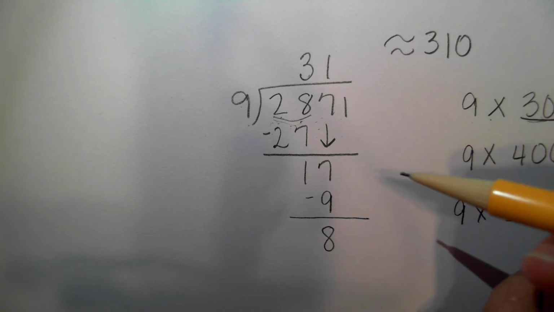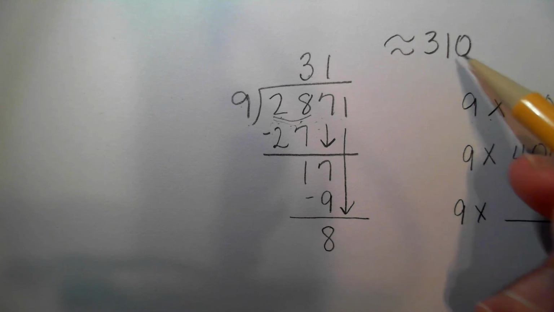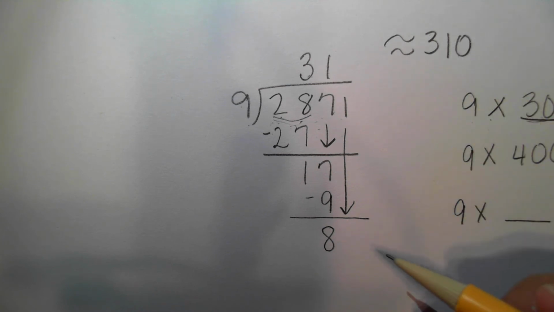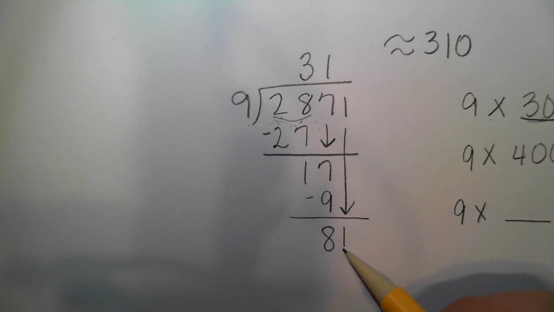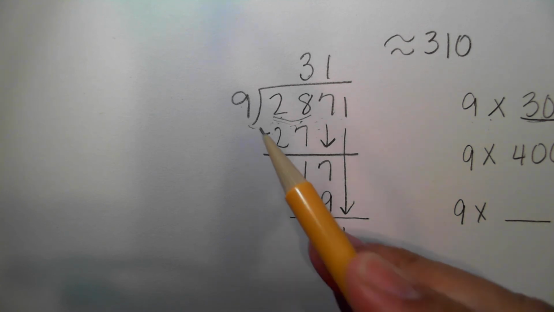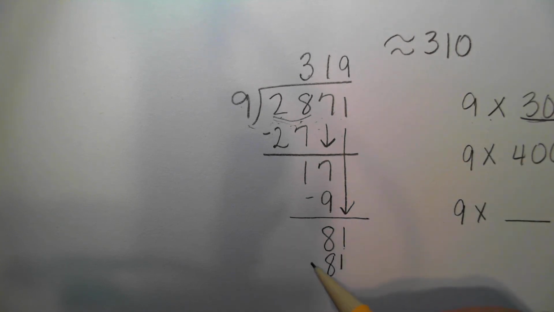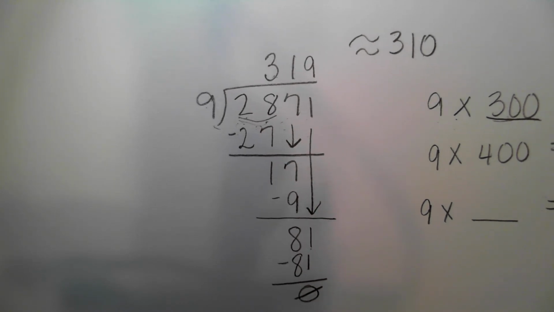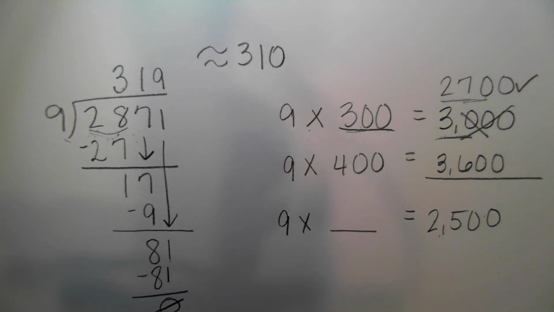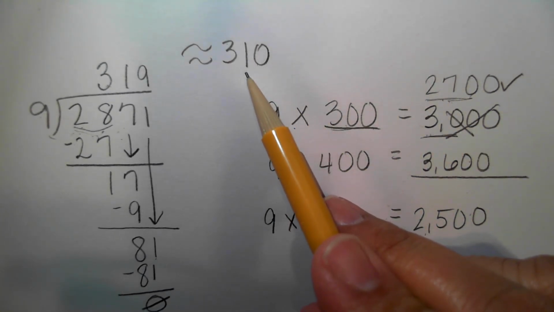Okay, now I'm going to bring down this 1, and ooh, it's getting close to my 310 prediction. Let's see what happens here. I bring down the 1, and I have 81 divided by 9 is 9. 9 times 9 is 81 with a 0 remainder. We were pretty close, 310 to 319. So my actual answer is 319, which is what we had estimated to be close to 310.